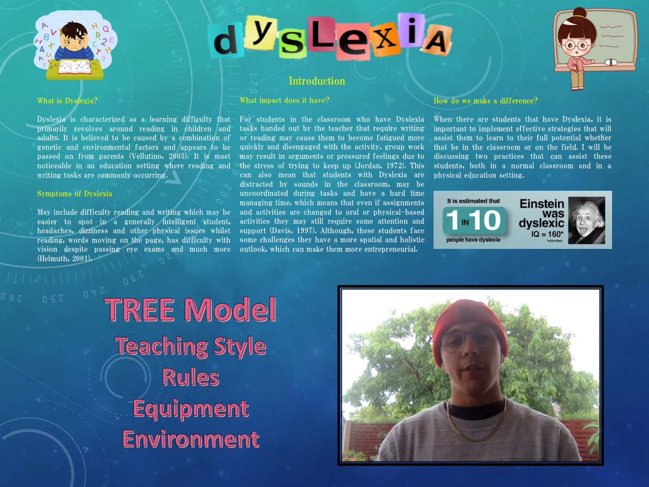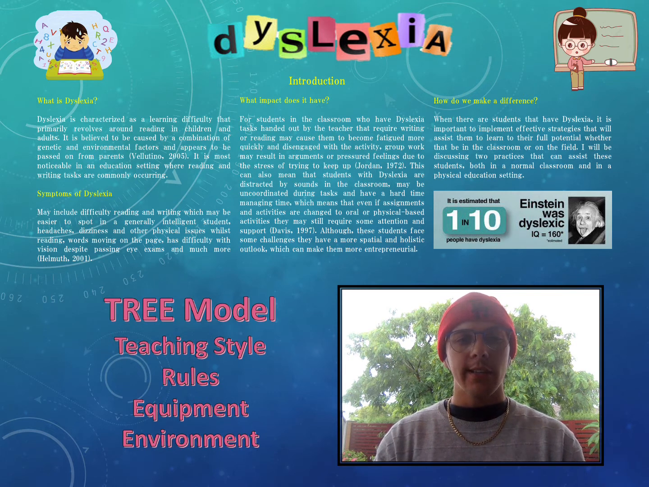The first component of the tree model is using teaching strategies. These strategies can be used to improve the effectiveness of a phys ed lesson, ensuring an inclusive classroom. The reason teaching strategies are so important is because dyslexic students may have difficulty reading and memorizing instructions and important points taught throughout the lesson.